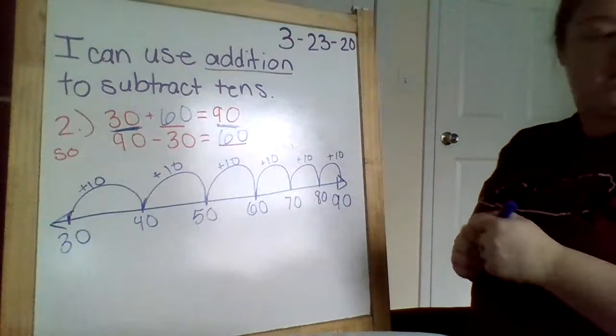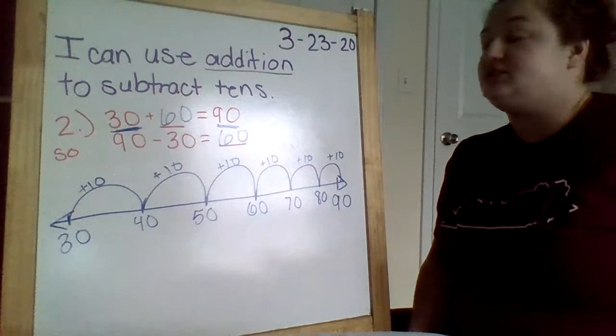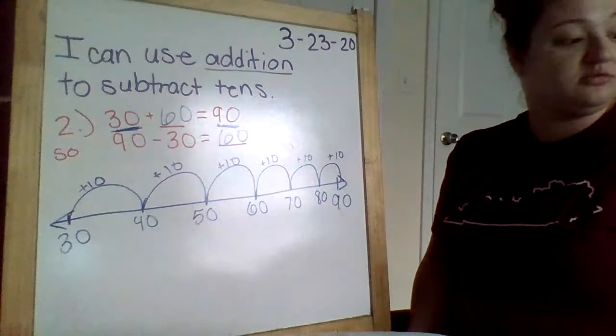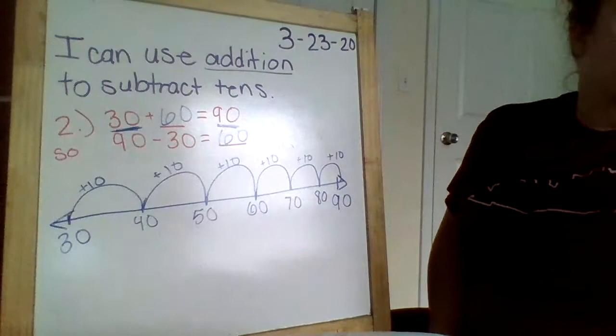All right. So numbers 3, 4, 5, and 6 on the independent practice are just like this. They've given you a number line for numbers 3 and 4. For numbers 5 and 6, they haven't. So you may have to draw one. Or remember how I said to get that shoestring to help you out and do your jumps? You may do that.